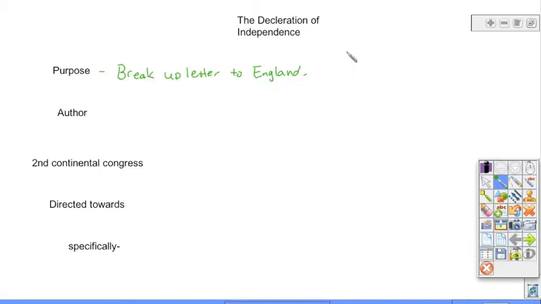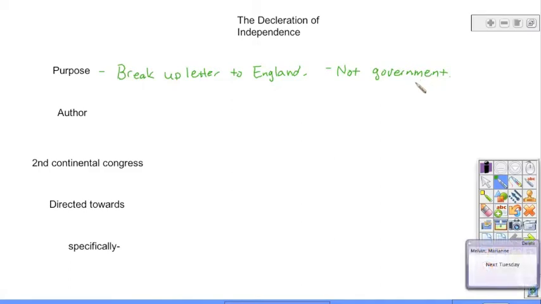The Declaration of Independence is not a government. It does not have any sort of laws or rules. It's just a list of some really good ideas that will affect our country greatly, but really the point is to break up with England and also to explain to the citizens of the United States colonies why the founding fathers felt that it was important for us to go through this process.